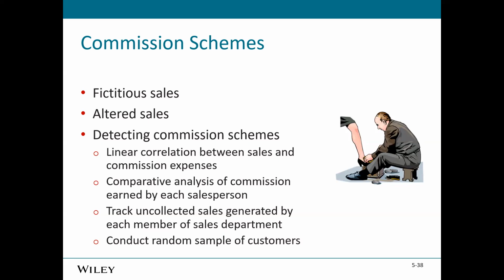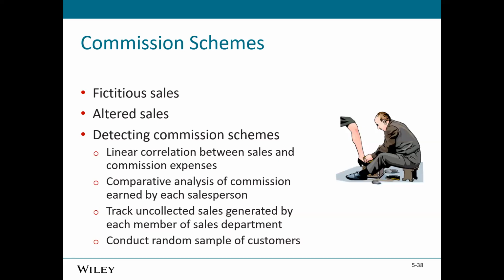So one way that they can increase their commission is they can have fictitious sales, somehow having documentation of sales that were never generated. They could also alter their sales. So again, whatever documentation that we have that verifies the amount of the sale could get doctored to look like the sale was greater than it actually was. So either having fake sales or altering those sales documents.